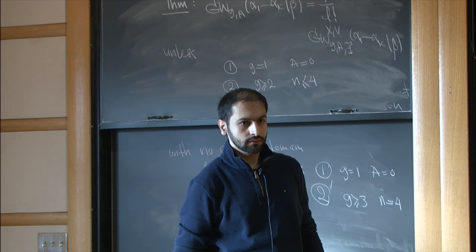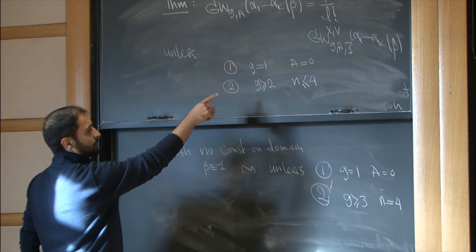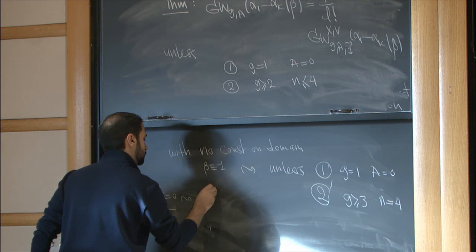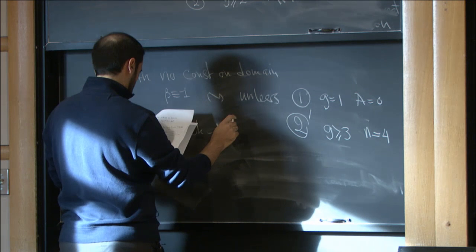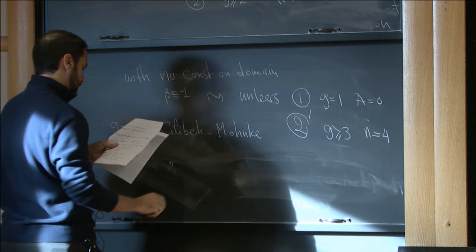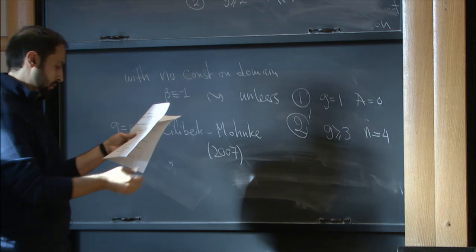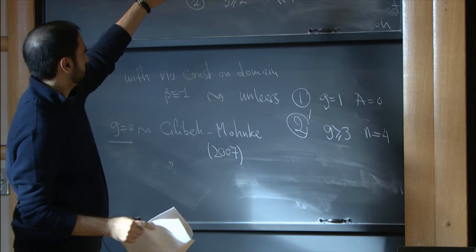No, I'll talk about the motivation. First of all, you see from here that the genus 0 case is fine. So the genus 0 case was proved by Chilibek-Mohnke. Let me write it correctly. That's 2007. The high genus case was attempted by Jonal Parker and Gertzenberger, but the statement wasn't true. So this is the correct statement after some adjustments.